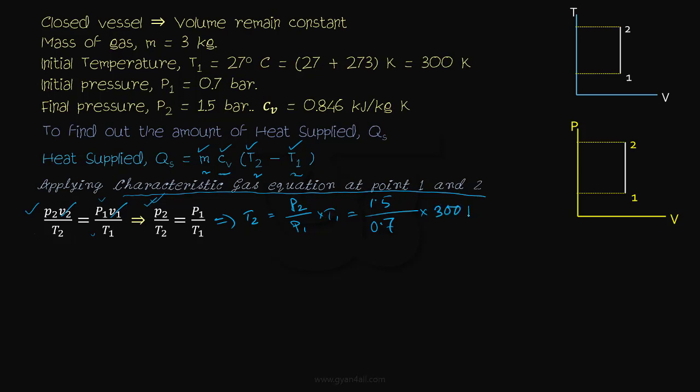Kelvin. So the temperature will be in Kelvin. Temperature T1 is equal to 27 degrees centigrade, that means 300 degree Kelvin. So if we calculate this, it will come out to be 642.7 approximately this much of Kelvin. So we have found out the final temperature. That means T2 we have found out, T1 is given, and we have to find out the heat supplied.